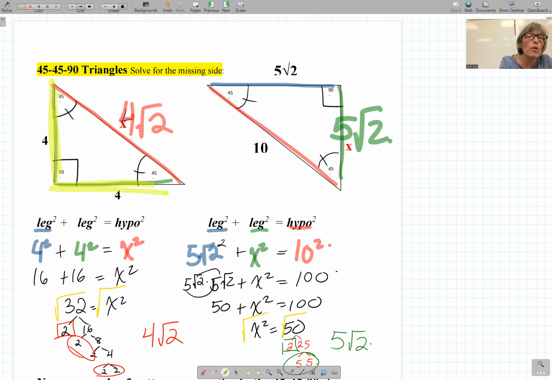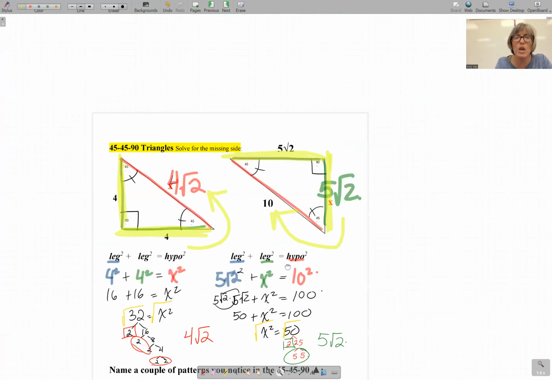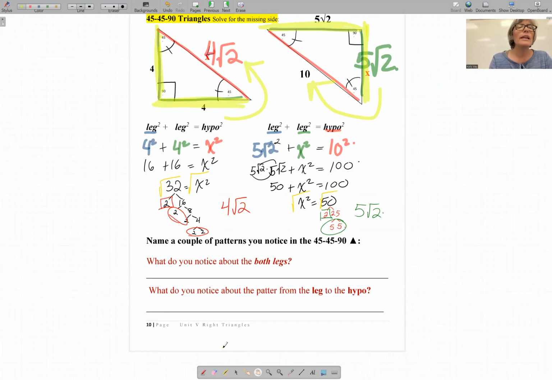You have a 4 for the legs and 4 root 2 for the hypo. You have 5 root 2 and 5 root 2 for the legs and 10 for the hypo. It's the same pattern for both triangles. Taking a look here, I am not going to give you the answers for these. You're going to have to come up with it on your own.